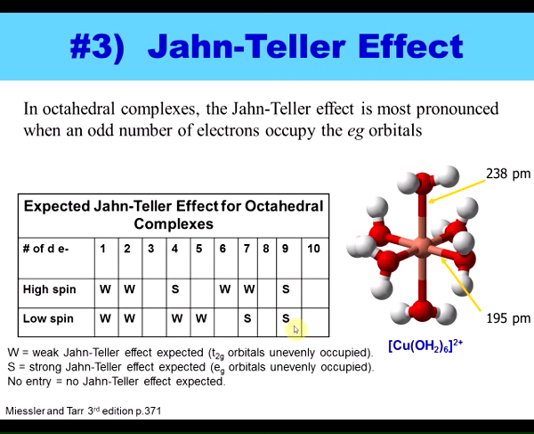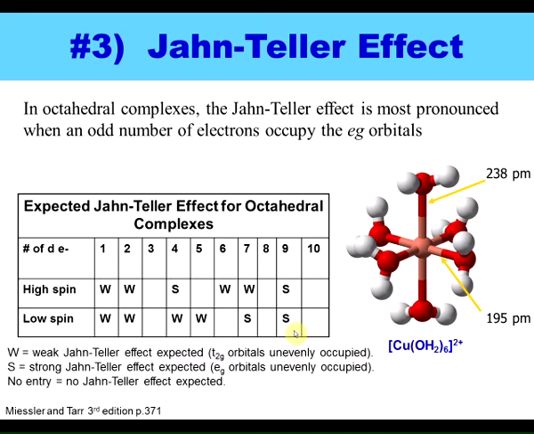But a d9 has a very strong Jahn-Teller effect. So this is why a lot of times if you see a copper 2+ complex, you better put in the back of your head, hey, is this a question about the Jahn-Teller effect, or can I expect some kind of distortions due to the Jahn-Teller effect?